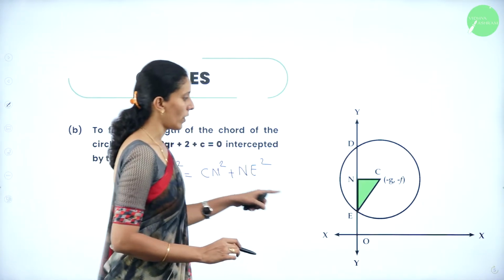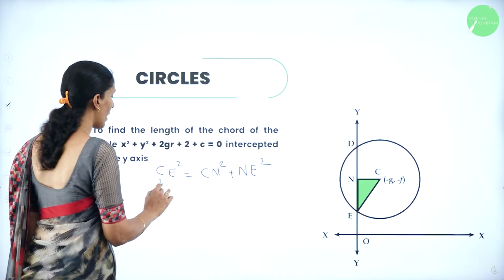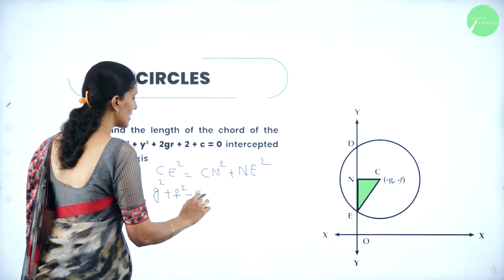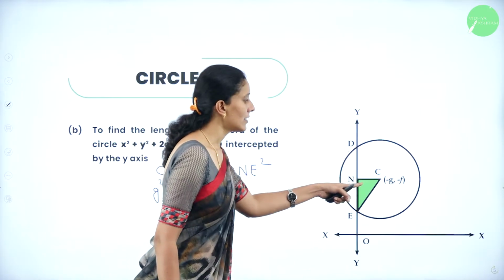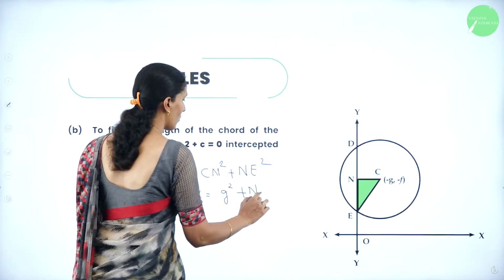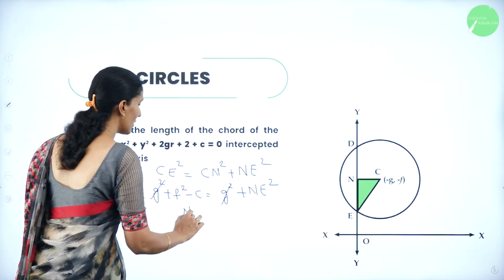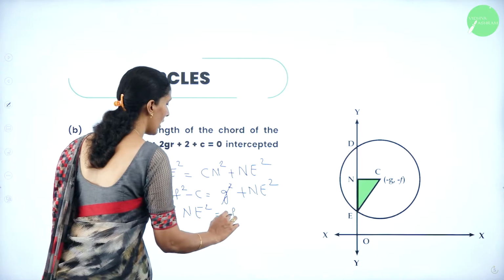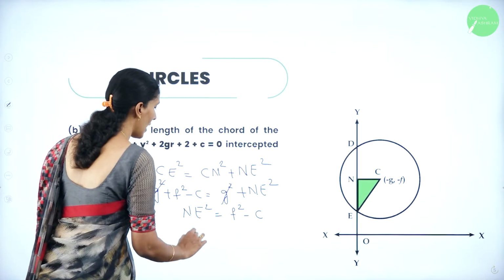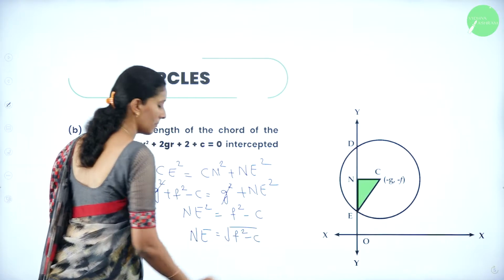Now what is CE square? CE is the radius. So radius square is given by g square plus f square minus c. CN is the distance from the x-axis, that is g, so g square plus NE square. So I can cancel g square on both sides. I'll get NE square is equal to f square minus c, or NE is equal to square root of f square minus c.